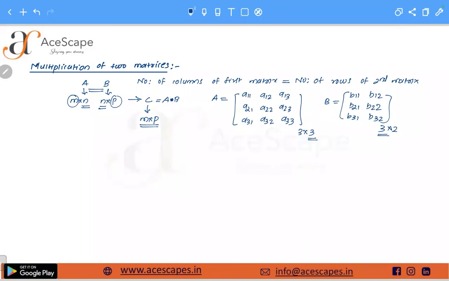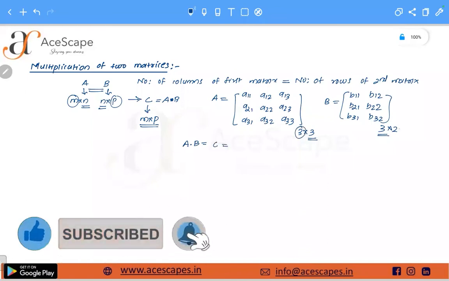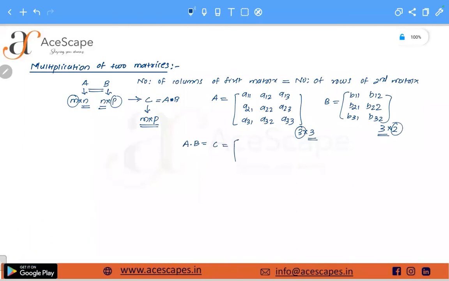So suppose A into B gives us a matrix C. What will be the size of C? It will be 3 by 2, right? So if I have a 3 by 2 matrix C: C11, C12, C21, C22, C31, C32. A and B give C, which is a 3 by 2 matrix. Now, how to calculate C11, C12, C22, etc.? I will explain now how to calculate them.